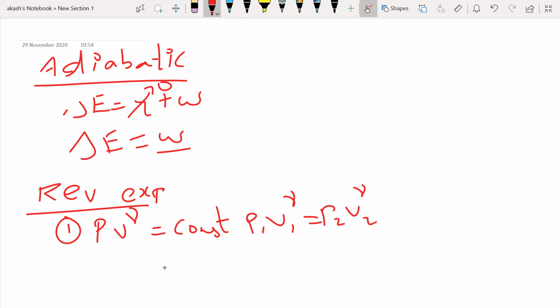Only for volume this power, not for the entire term. Okay, this is only for the volume, right? Okay, so what is this gamma? Now let me tell you what gamma is. That actually is a constant which comes from the derivation, right?